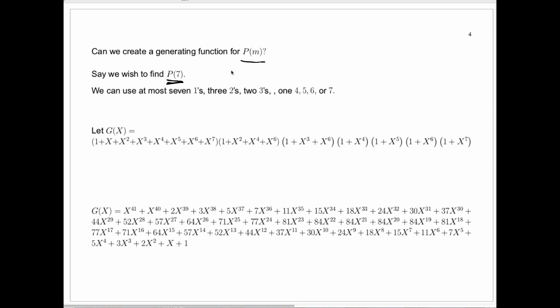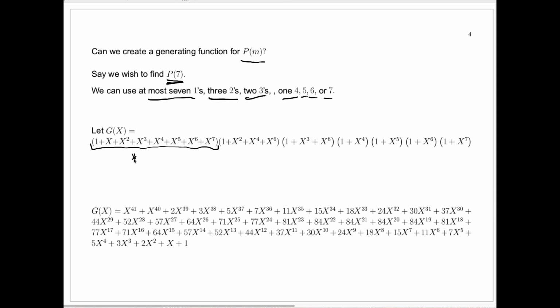Well, then, if we're writing 7 as a sum of positive integers, we can use at most 7 ones, at most 3 twos, 4 twos would already be too many, at most 2 threes, and we could use possibly 1 four or 1 five or 1 six or 1 seven, but not 2 of any of those. So we're going to create a generating function, I'll call that g of x, which is this sum, 1 plus x plus x squared plus x cubed plus x to the 4th plus x to the 5th plus x to the 6th plus x to the 7th.